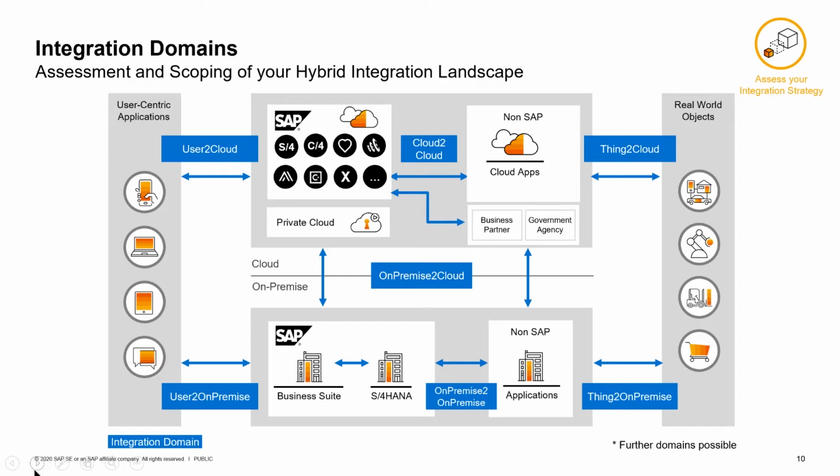Depending on the business context, you may also look at other integration domains, such as user to on-premise or user to cloud integration, meaning that you need to integrate with user-centric applications like mobile devices, desktop applications, and more. Or you might look at integrating with things, with the thing to on-premise domain or thing to cloud integration domain, where you connect with physical devices with the help of sensors.